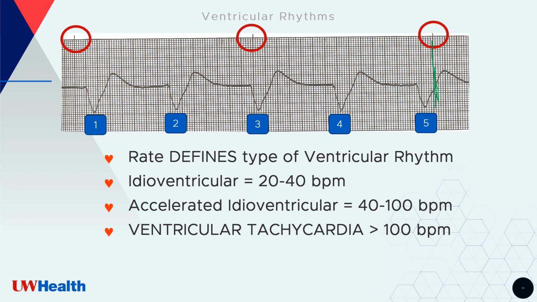So since I have that rate, I have a regular rhythm with a wide and bizarre complex. So then I would say this is an idioventricular rhythm, faster than 40 but under 100, a regular rhythm that's coming out of the ventricles.